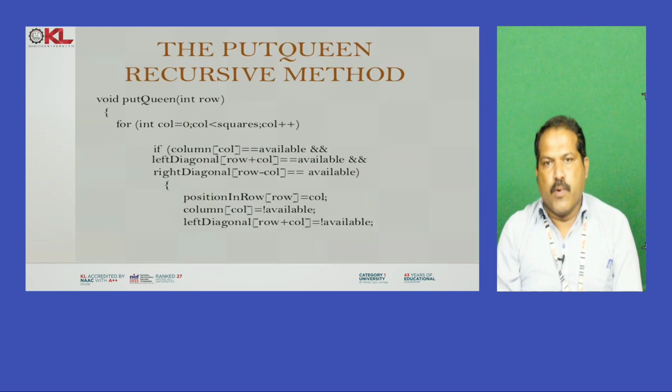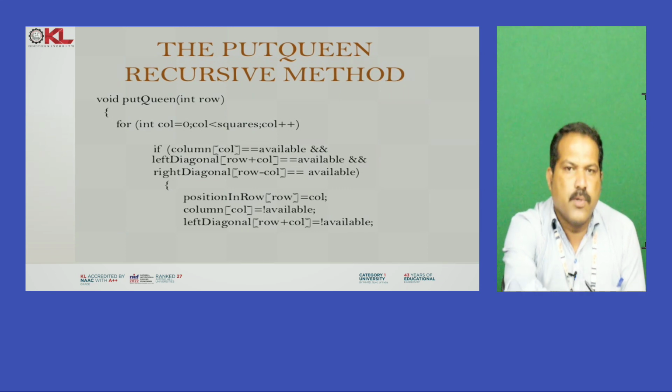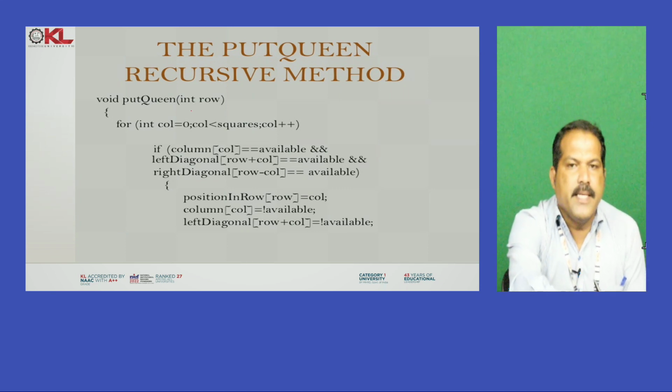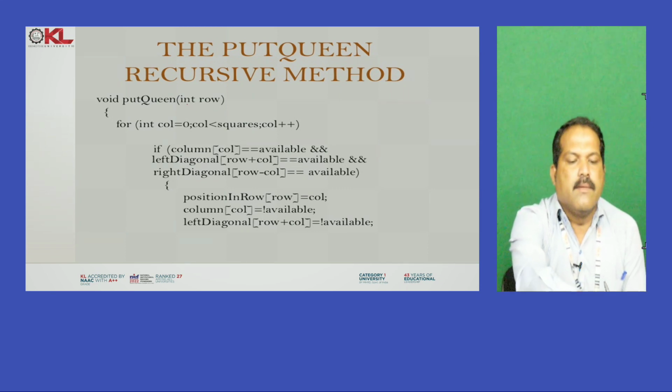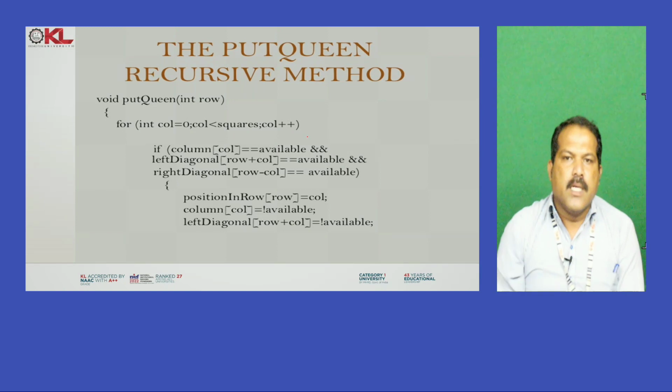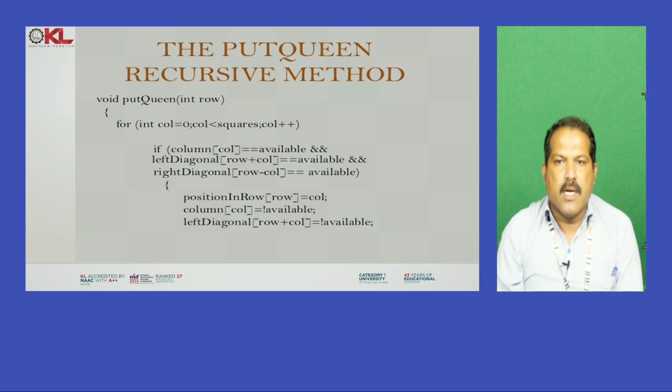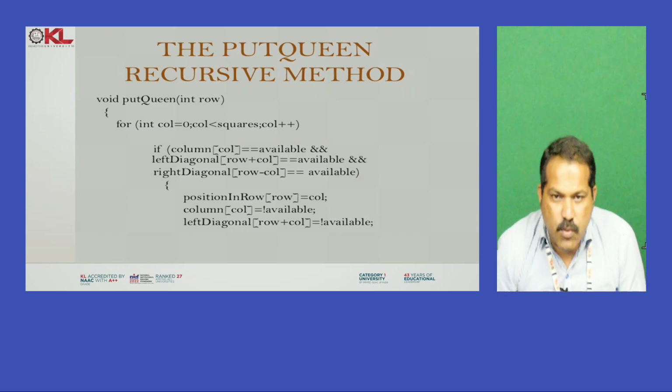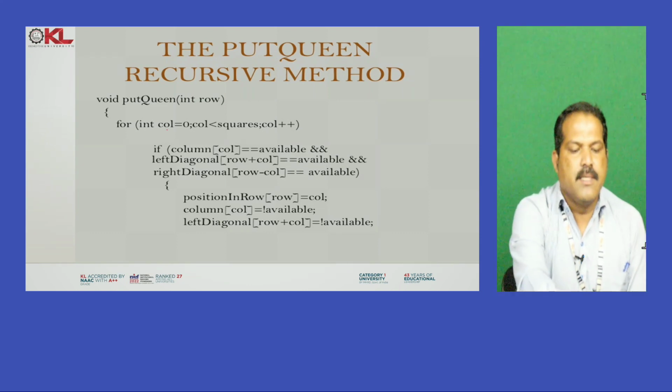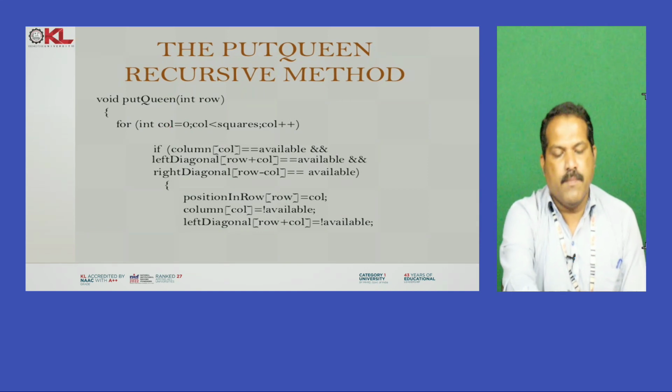What is the recursive method? Put queen recursive. In the function void putQueen, there is an integer variable, integer row, you declare. Next you are using a for loop, column-wise, where column is now 0, column less than square, and column plus plus. Next, an object is created, COL, we are already creating data types, and we have the variable name given as column.